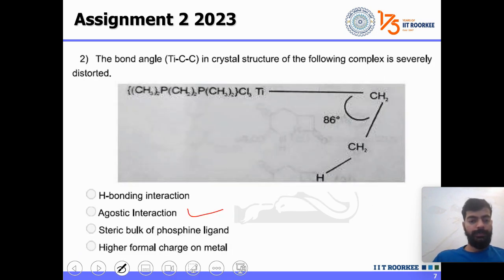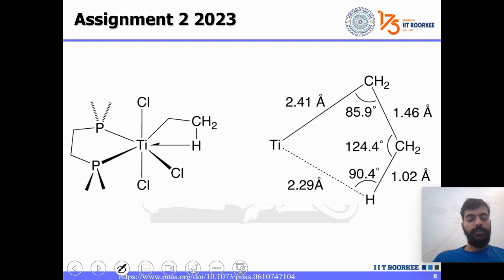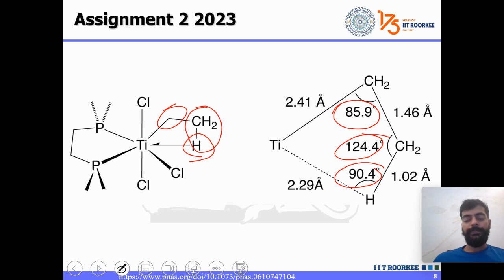If we see this type of complex, here this hydrogen is directly interacting with titanium due to the low valent electron deficiency. It is pulling the electrons of this particular group, which results in the distortion in the angles of this particular complex. It means agostic interaction arises due to the electron deficiency on the metal, and it pulls the electrons of the methyl groups. That is why this angle has been distorted.